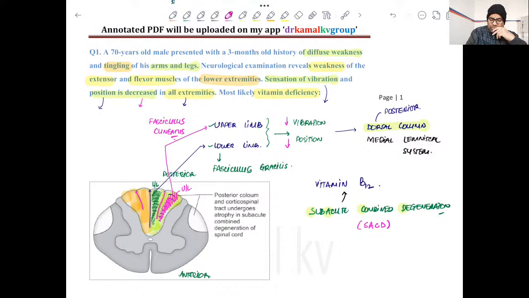So upper limb fasciculus cuneatus and lower limb fasciculus gracilis, and the sensory modalities carried by the dorsal column are vibration sense, position sense, stereognosis, clear? Or you can also say proprioception. So if in a question you see any mention of affection of dorsal column modalities in relation to vitamin deficiency, always and always your answer has to be vitamin B12, right? So this is how you have to reach your answer.